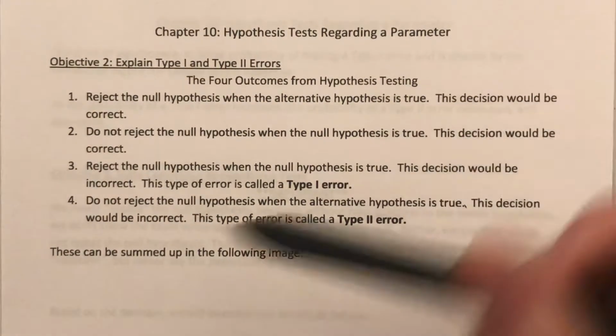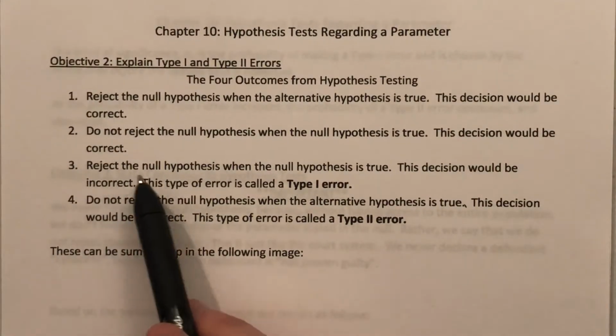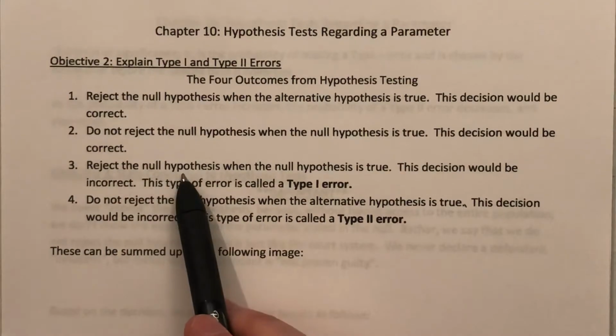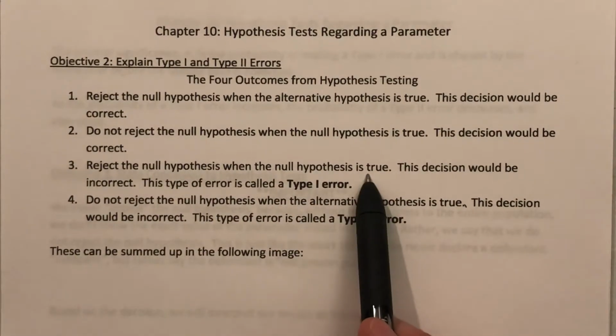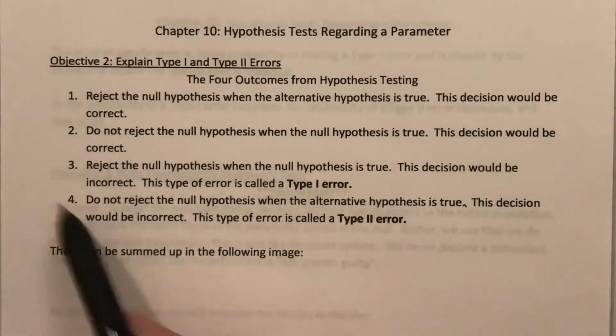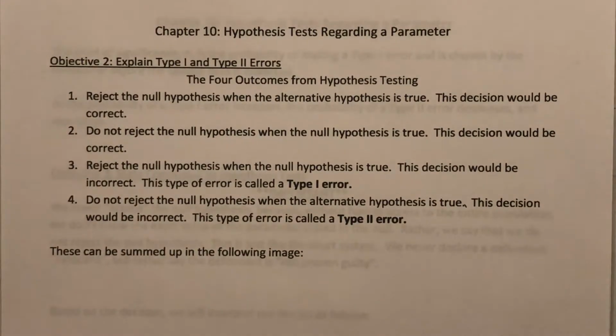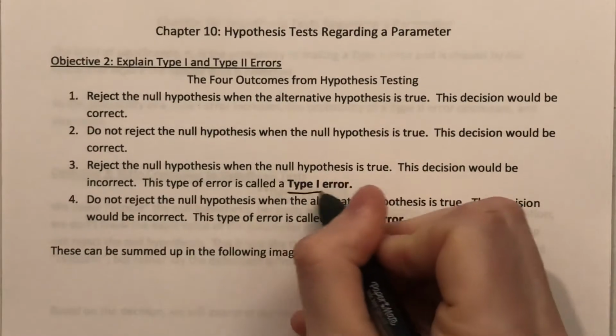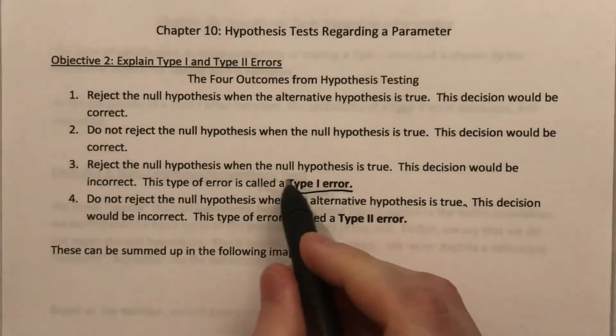So these are good. But if you run a test where your evidence says you should reject the null, but it turns out the null is actually true, that would be a mistake, right? We wouldn't want that to happen very often, hopefully. And so that is referred to as a type 1 error, making that mistake.